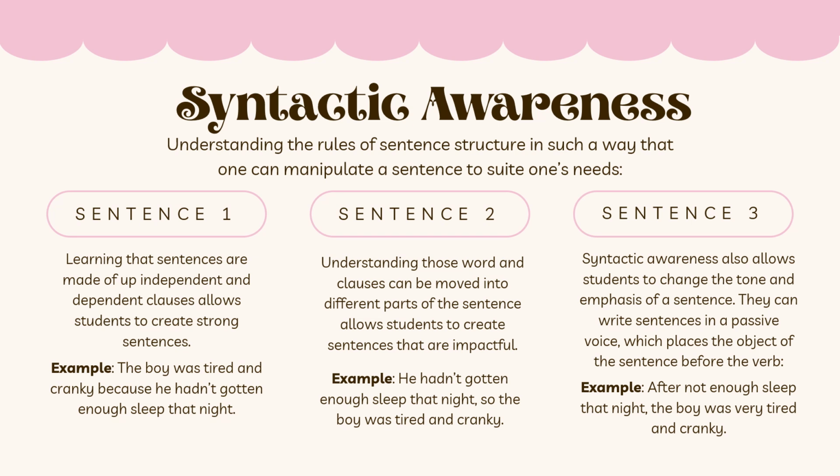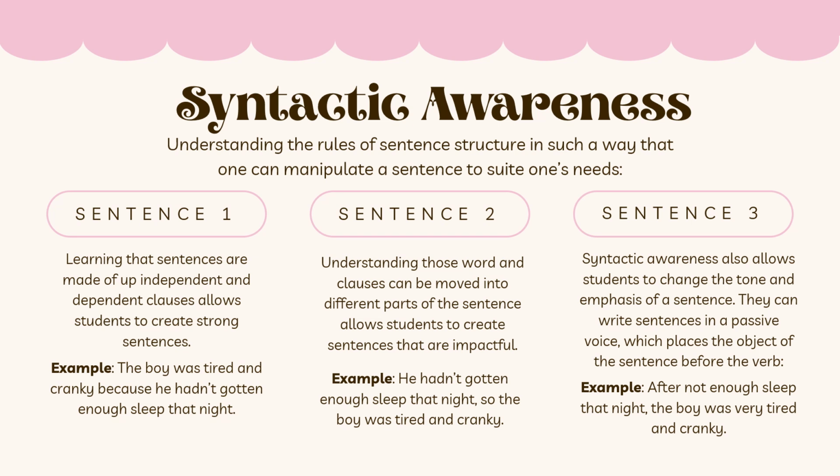So an independent clause is a clause that can be spoken as a sentence all by itself, and a dependent clause is a clause that needs to be attached to a sentence in order to be complete. So here's the example. The boy was tired and cranky because he hadn't gotten enough sleep that night.